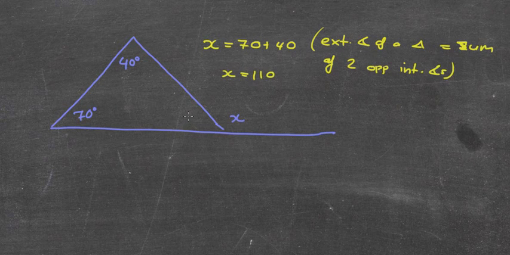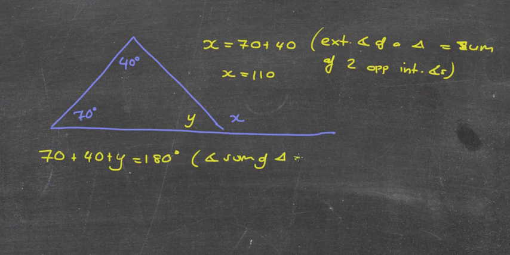Well, if you forgot it, I'm going to put y in there. I'm going to say 70 plus 40 plus y equals 180 degrees. The reason would be the angle sum of a triangle equals 180 degrees. Therefore, y is equal to, well, 110 taken away from 180. I get 70 degrees.